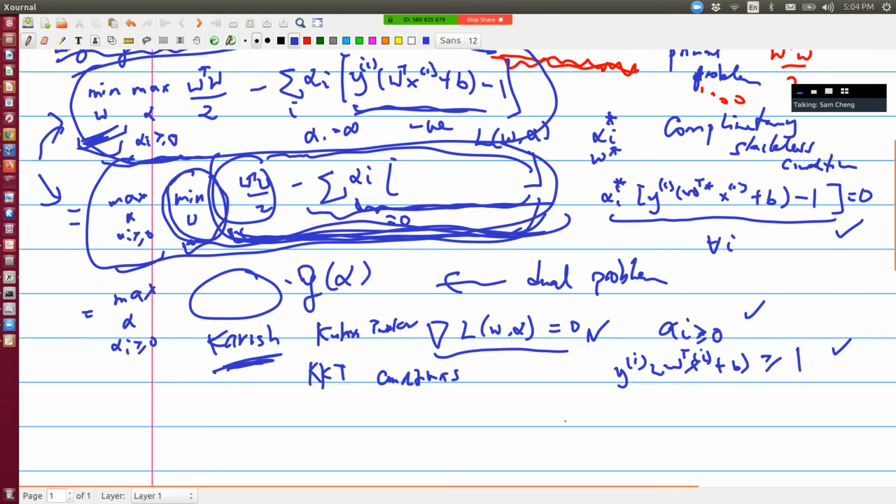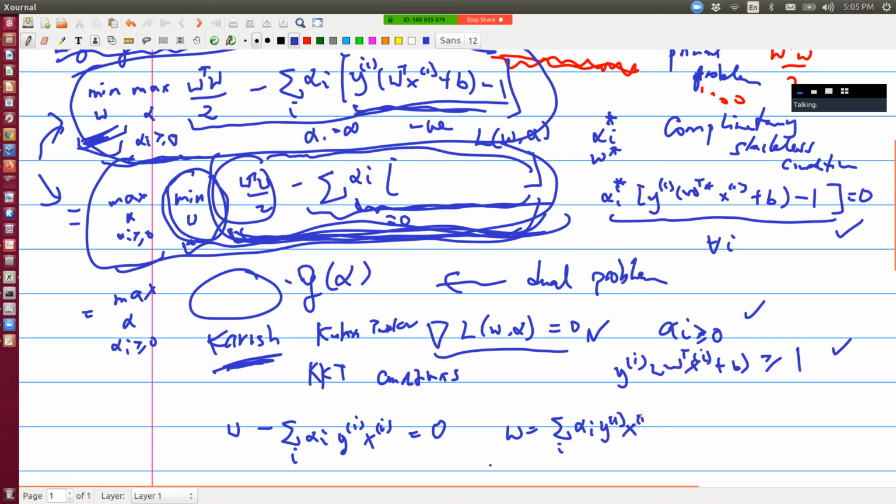Let's try to compute the gradient over W. If I take the gradient of this, I should get something like W, and then minus the sum of alpha_i y_i x_i. This other part is basically constant. So this should be equal to 0. Therefore W is just equal to the sum over i of alpha_i y_i x_i.